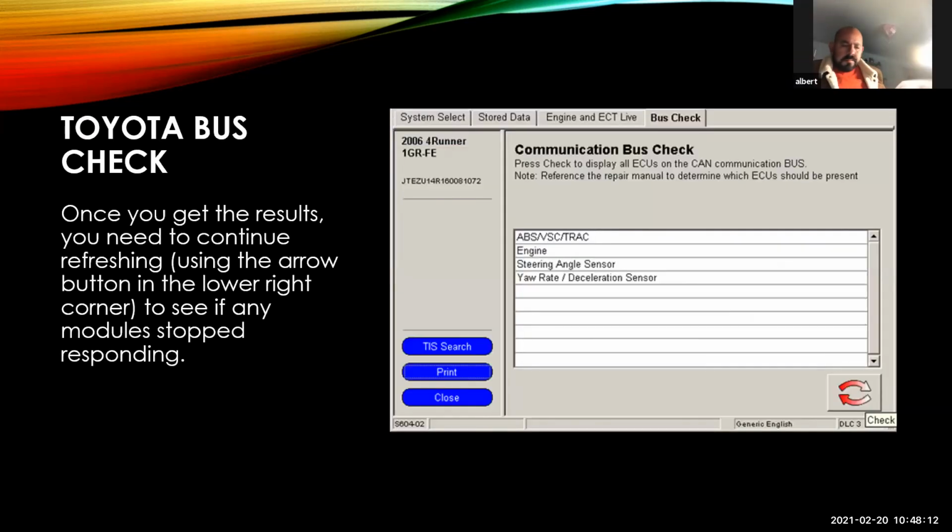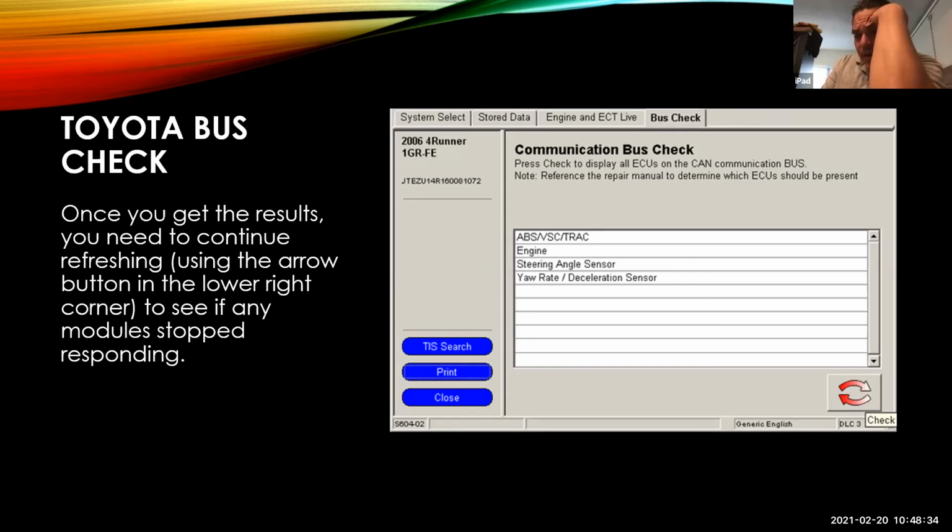So here's the Toyota bus check. Once you get the results, you need to continue refreshing it using the arrow button on the lower right to see if any modules have stopped responding. So unlike GM, which constantly polls them to see if anyone stops working, on Toyota you've got to push the button each time, because the screen doesn't refresh on its own.